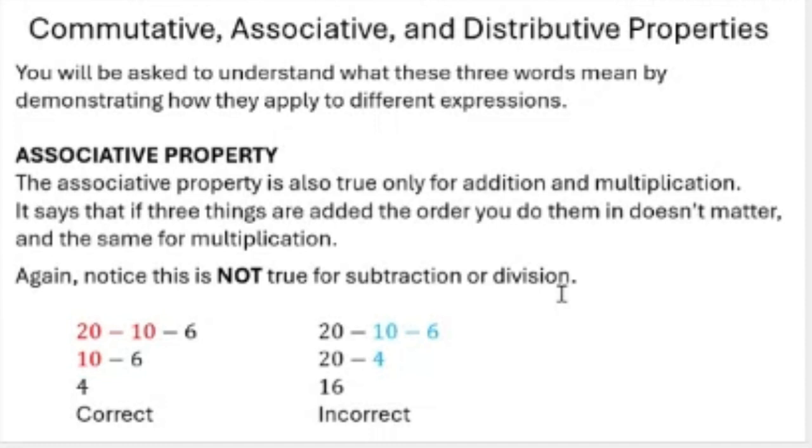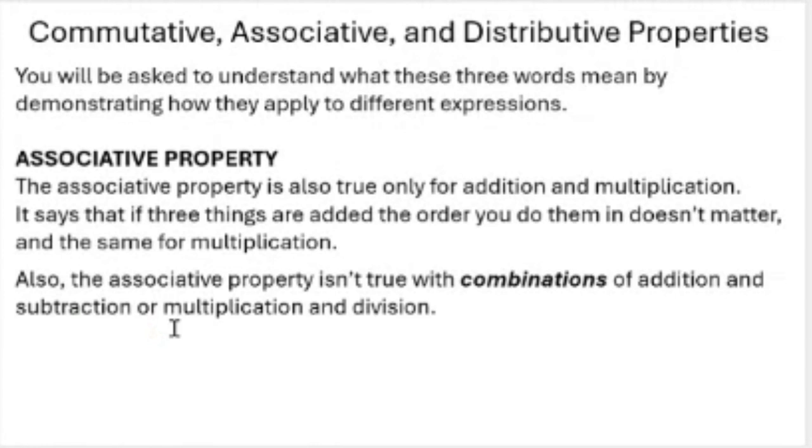So does the associative property not hold for subtraction? If I rewrote this as all addition, so 20 plus negative 10 plus negative 6, then I could use the associative property and you would discover that it does work, but it has to be addition, not subtraction. Also important, the associative property isn't true for combinations.